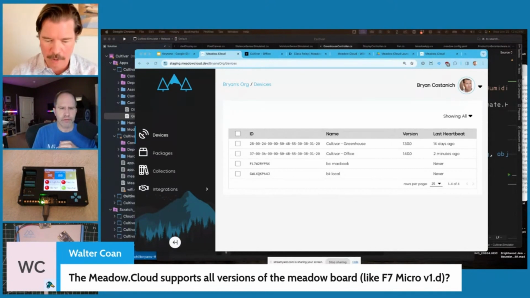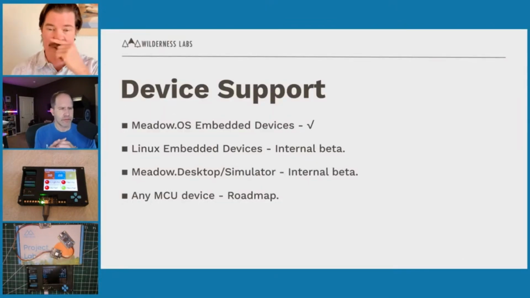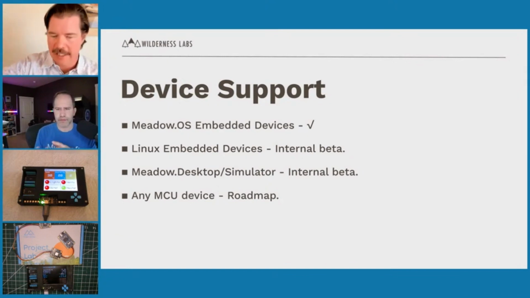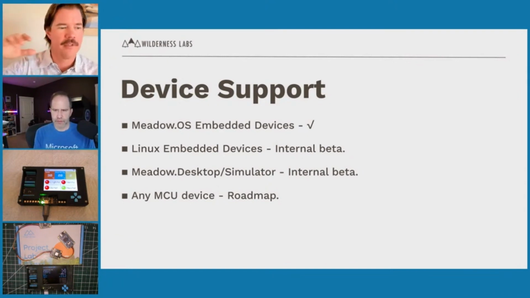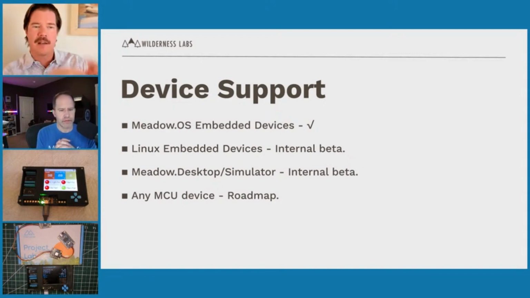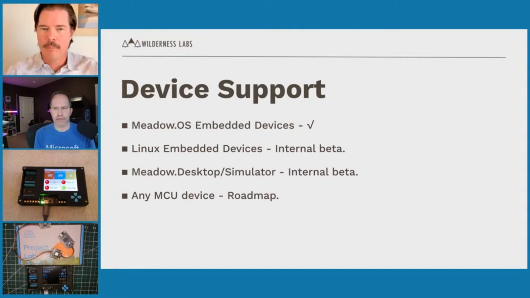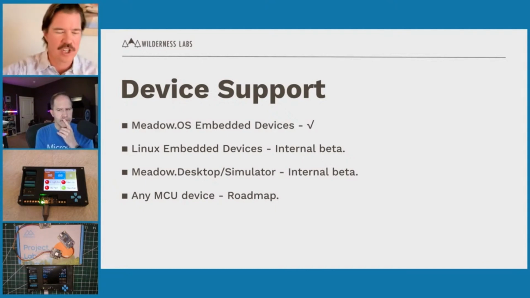And we are working on support for other devices as well. So we've got an internal beta today of Linux support, so you can actually run this on Raspberry Pi or other embedded Linux systems, as well as Meadow desktop. So we've got Meadow running on the desktop, and we've got a simulator that we're working through. And then in the future, on the roadmap is being able to do this with any microcontroller device out there, right? The whole thing from OTA updates to data and to the messaging APIs, everything.